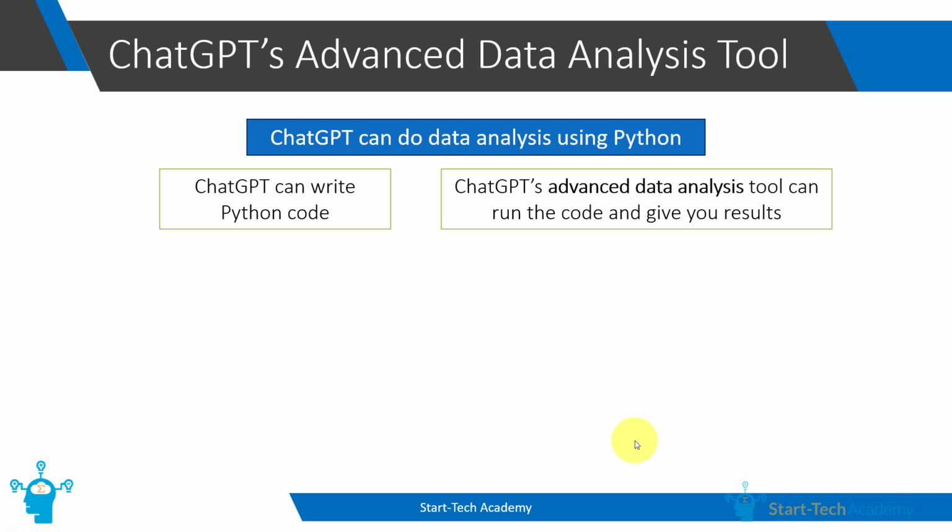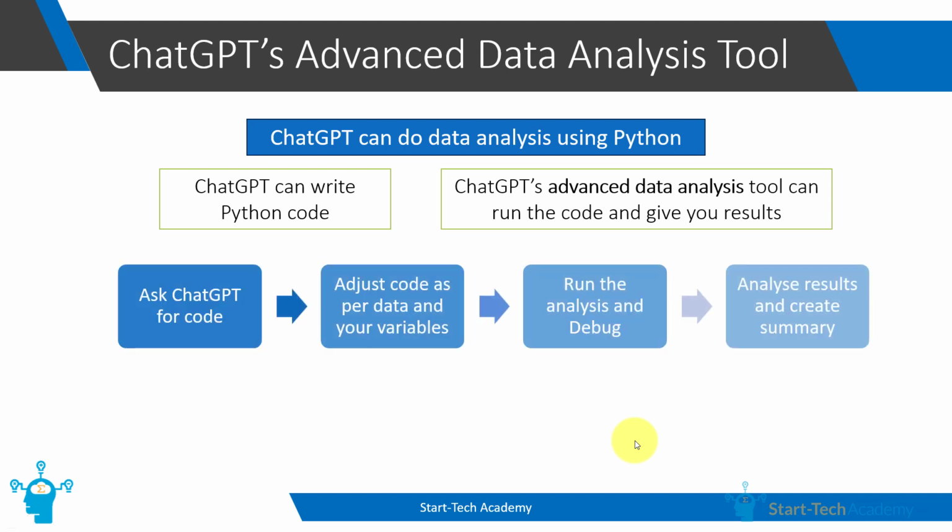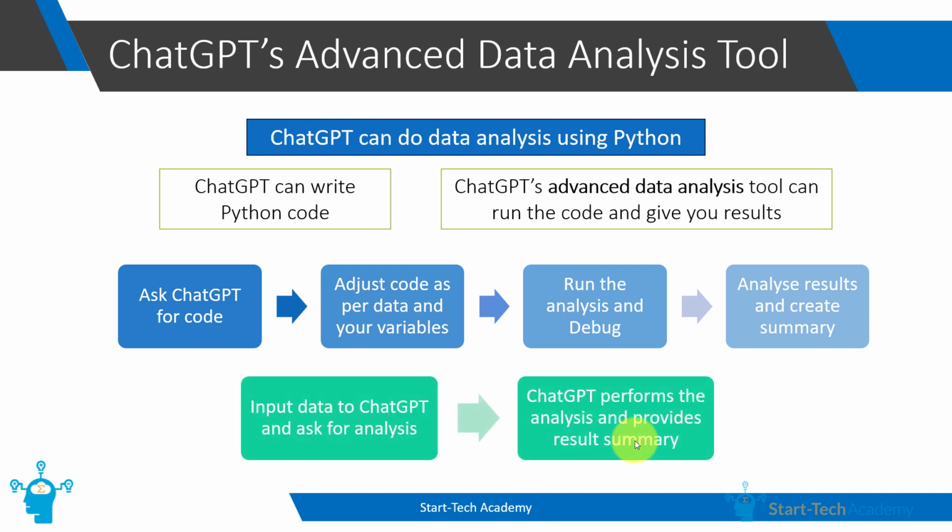This means that instead of asking ChatGPT for the code, then copy pasting that code in your own system to run it, then debugging it yourself, and finally creating the result summary yourself, you can simply just give your data file to ChatGPT and it will do the required analysis for you. And at the end, it will give you a nice report and key points straight away.